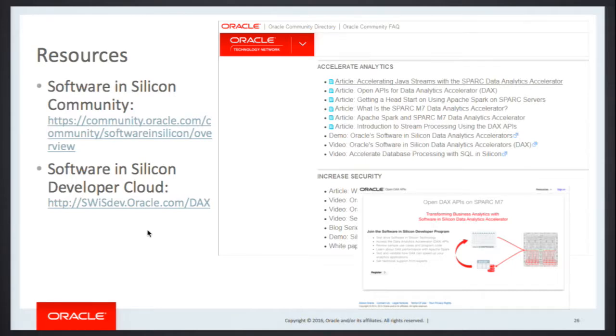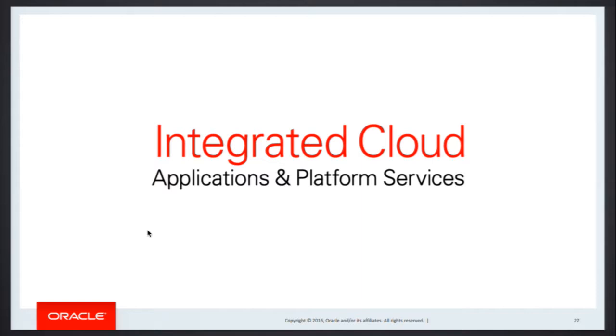There's the cloud itself at the bottom, and there's a whole bunch of different write-ups on using our libraries and our stream processing in our Spark microprocessors. Okay, thank you.